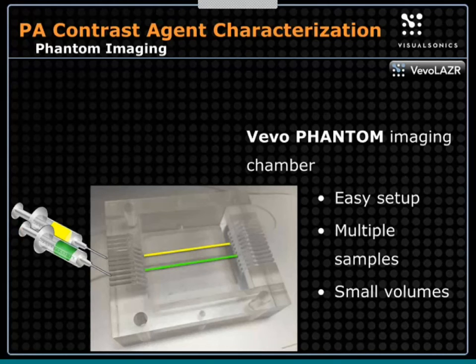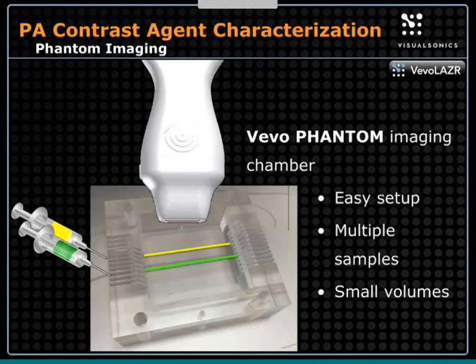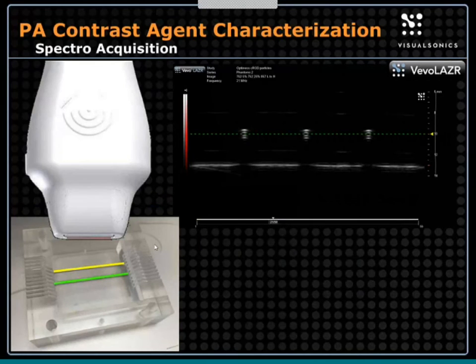Then we just fill up that chamber with water, and then we image it with our system, with our regular probes. Okay, so this represents our two different types of contrast agents here. And this is the kind of image you get. I really should have three different tubes here because we were imaging three different contrast agents.